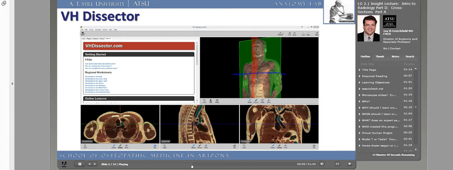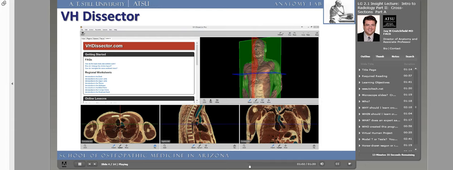This is a screenshot from VH Dissector Pro, the premier teaching aid in learning cross-sectional anatomy. You can order your own copy if you'd like, but this program is already available to you in the Virtual Anatomy Lab. Cross-sectional images are commonplace now in the national medical boards. Cadaveric images are not.